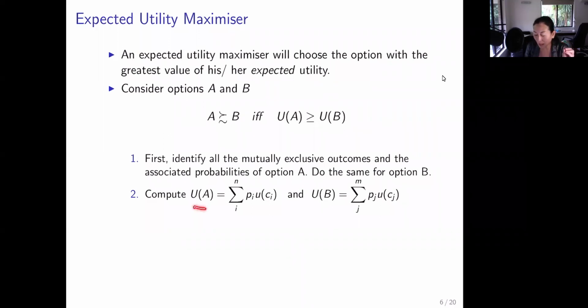Then you compute the expected utility of A, which is P1 U(C1) plus P2 U(C2), all the way through however many events option A has. Do the same for option B. N and M don't have to be the same numbers. Maybe you have only 2 events here, maybe 3 events here.